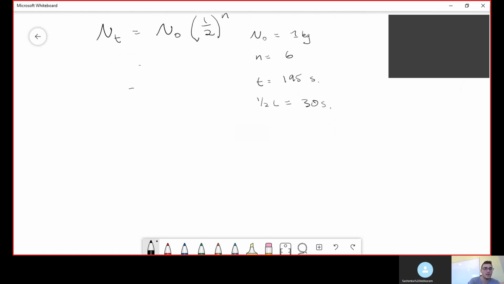So that means that this is just going to equal (1/2)^6, which is just going to equal 1/64. So whatever that is, 0.0, how many sig figs? We'll go to 3. 0.0156 kilograms. So 15.6 grams are left in 3 minutes 15 seconds. Okay.